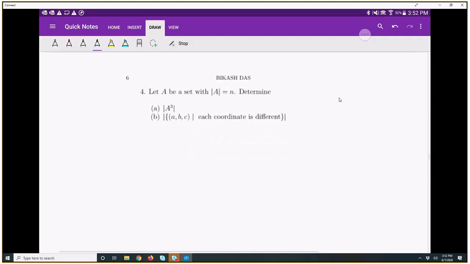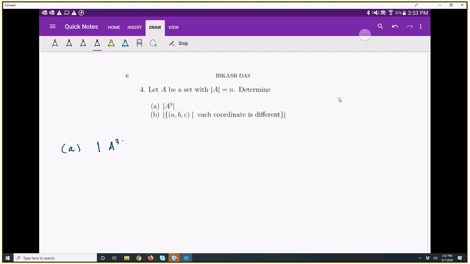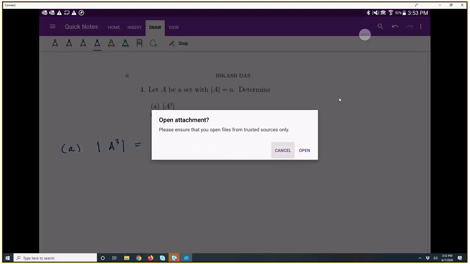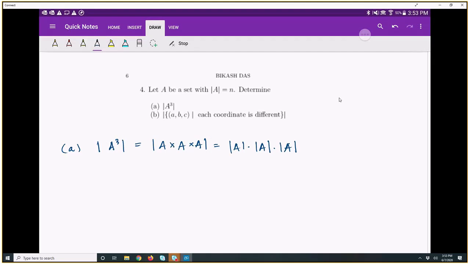Okay, next question. Let A be a set with the cardinality of A equal to n. Determine the cardinality of A cubed. Now remember that this notation, when I say A cubed, I mean the Cartesian product of A and A and A. That's the thing I want to find the cardinality of. And I remember from the lecture on Cartesian products that that's just the cardinality of A times the cardinality of A times the cardinality of A, because A was of finite cardinality. So that's n times n times n, which is n cubed.